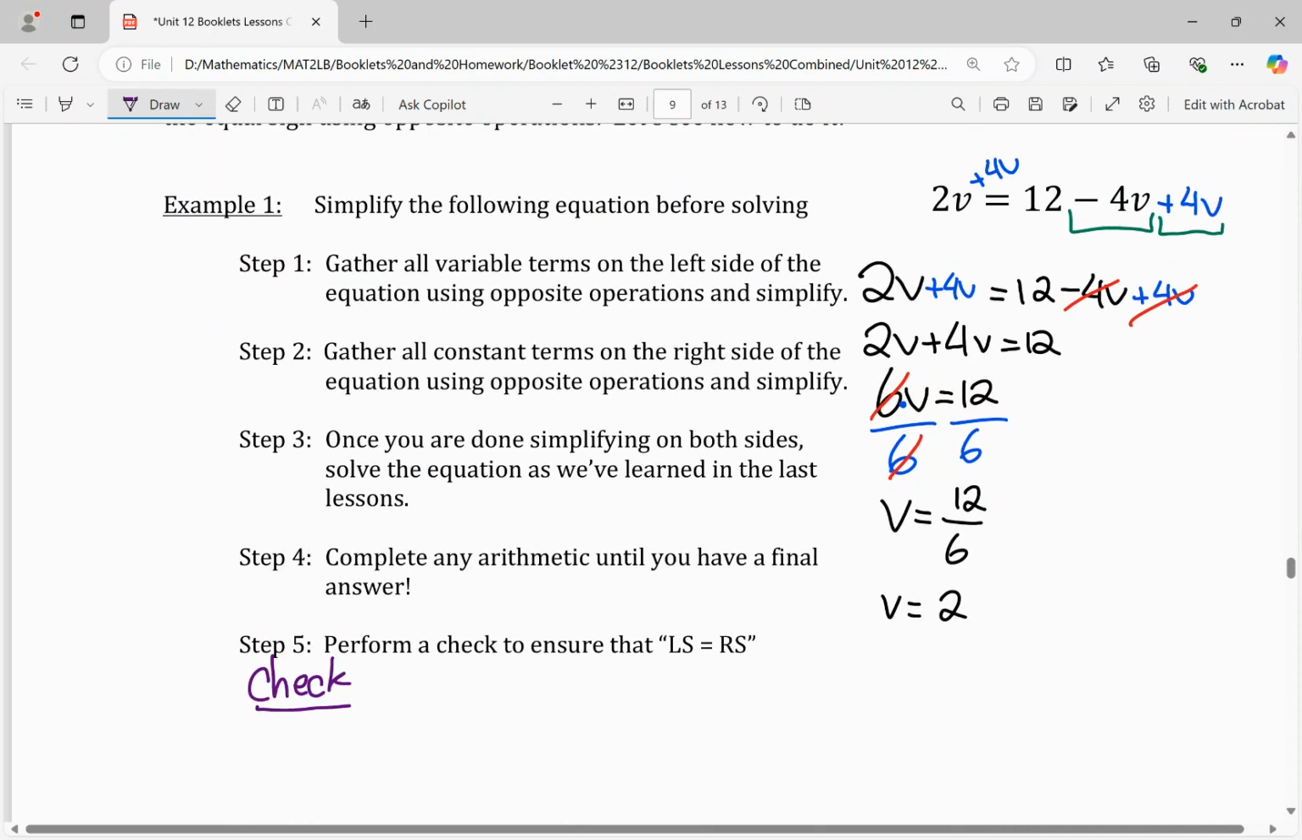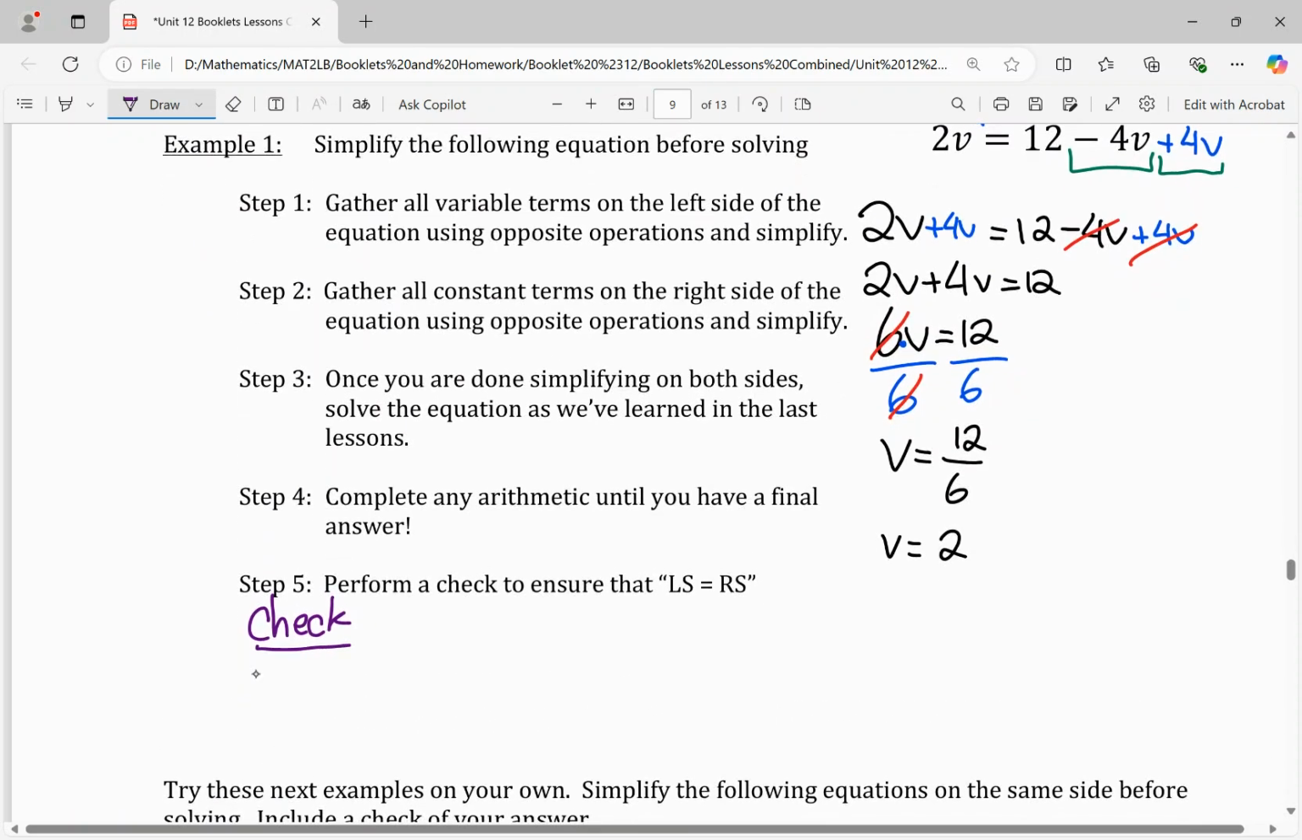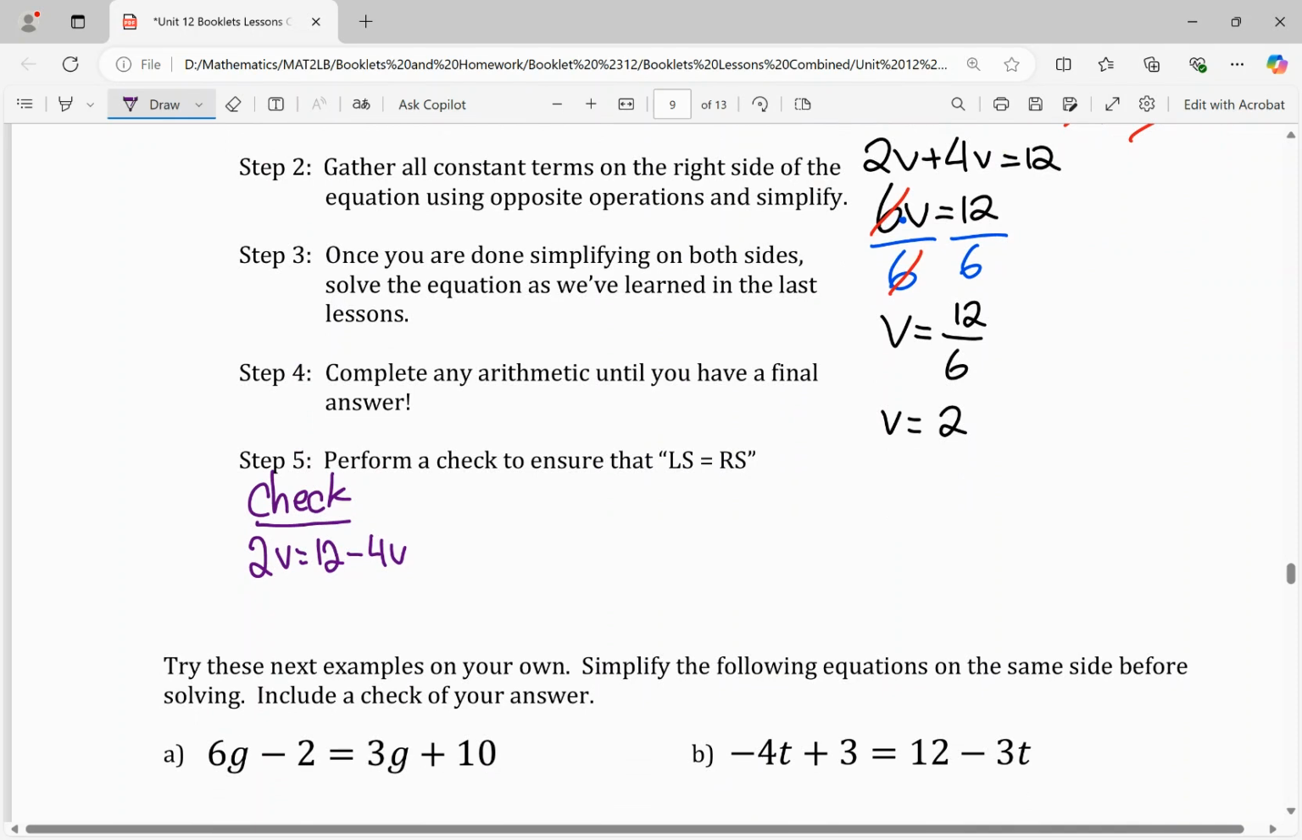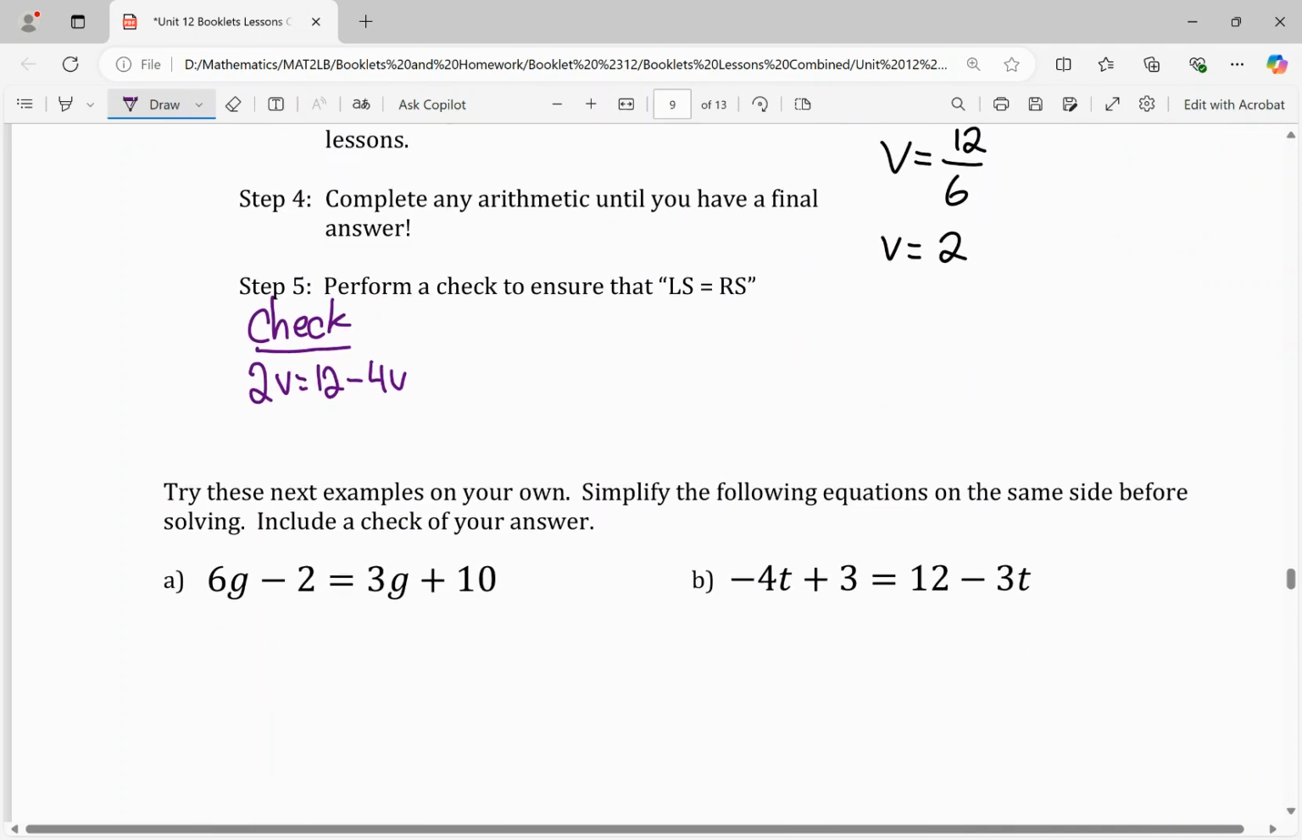Now, let's go back to our original statement, which was that 2v is equal to 12 minus 4v. And we are going to see if this is correct when v is equal to 2. So anywhere you see a v, instead, we're going to write a 2 in brackets.